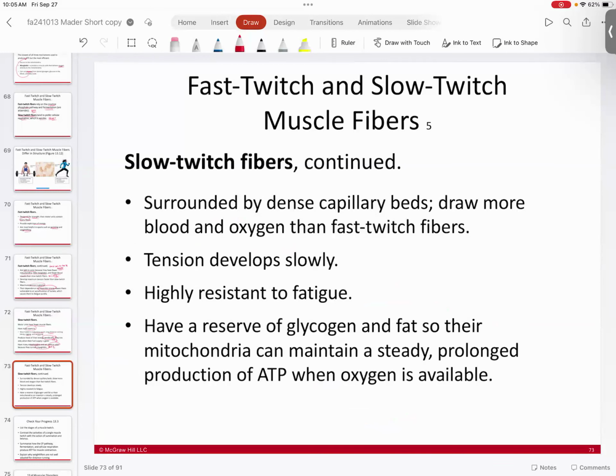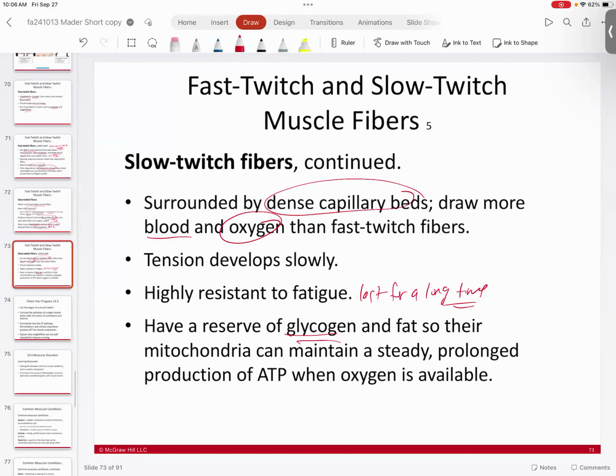These tend to be surrounded by capillary beds. Why? To draw more blood and oxygen to them, right? So that's what they need. Their tension develops slowly, but they tend to last for a long time. They basically will have a reserve of glycogen and fat, and then they'll be able to feed this to their mitochondria to make ATP. By the way, if you're wondering, because the slow twitch fibers tend to be darker in color and the fast twitch fibers tend to be lighter in color, this is basically what we get when we have white meat and dark meat in things like turkey.